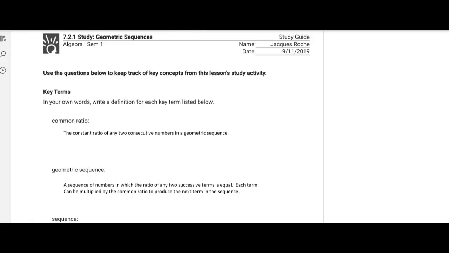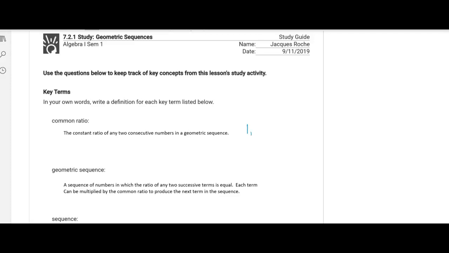Okay, so what is the difference between an arithmetic and a geometric sequence? A geometric sequence has a constant or common ratio instead. The common ratio is the constant ratio of any two consecutive numbers in a geometric sequence.